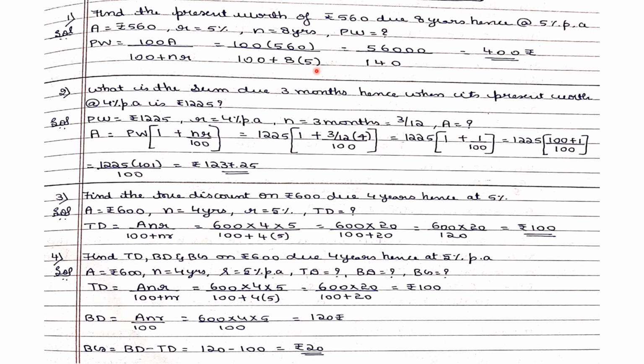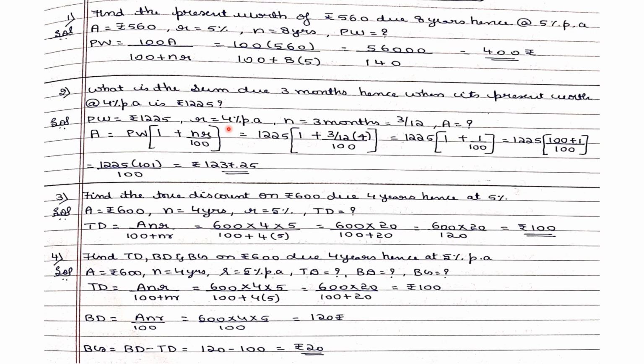N is 8 years, R is the rate of interest, so 8 into 5. 100 into 560 becomes 56,000. 8 fives are 40, and 100 plus 40 becomes 140. So 56,000 divided by 140 is 400 rupees. This 400 rupees is the present worth.